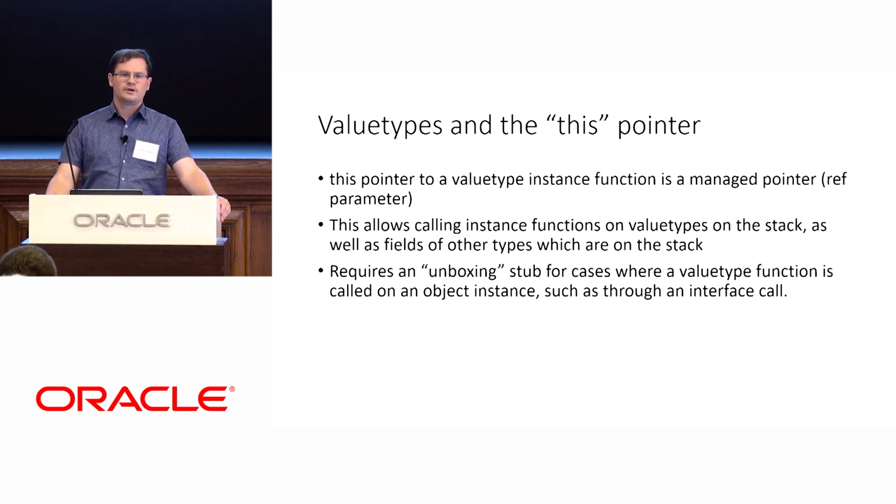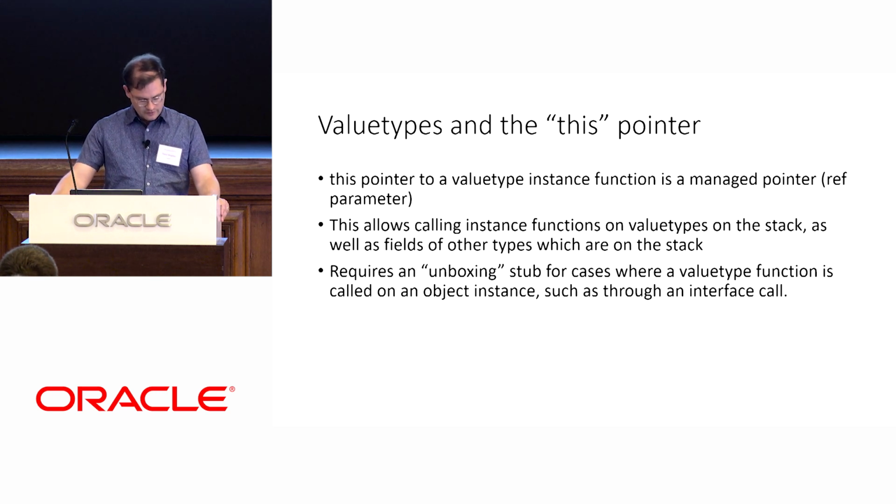So I talked a little bit about calling functions on value types, and instance functions in particular. The this pointer to a value type instance function is a managed pointer. This allows the function to modify the contents of the value type, to adjust the fields on it. This managed pointer may point onto the GC heap, it may point to an object not on the GC heap, or it may point to a local variable. It can point to anything. And that's really one of the powers of the mutability that we get.